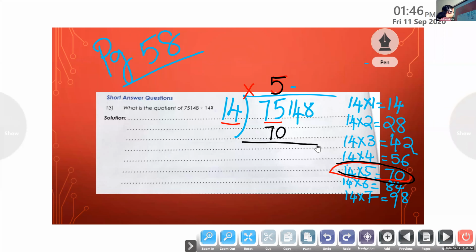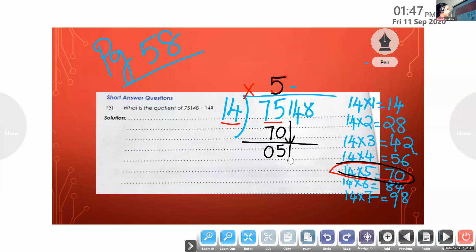So now what we have to do, Anusri? We have to subtract. 5 minus 0 is 5. 7 minus 7, 0. Then bring down 1. Bring down the 1. Again check in the table.